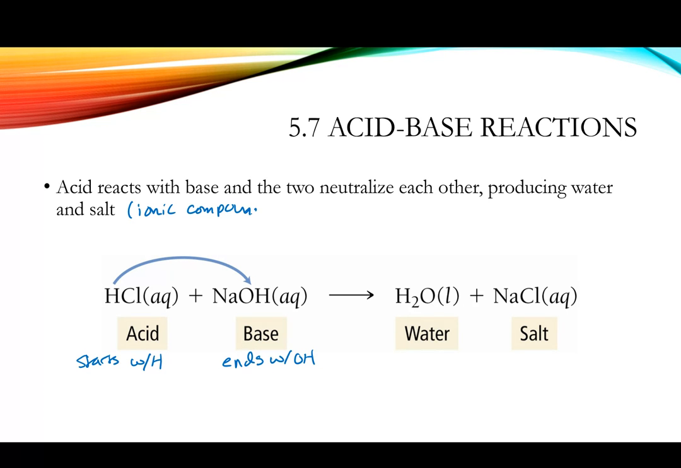So this one happens to be sodium chloride, but it could be magnesium bromide. It could be lithium phosphate. It could be iron 2 carbonate. Any ionic compound is a salt, and that will always be one of the products of an acid-base reaction.